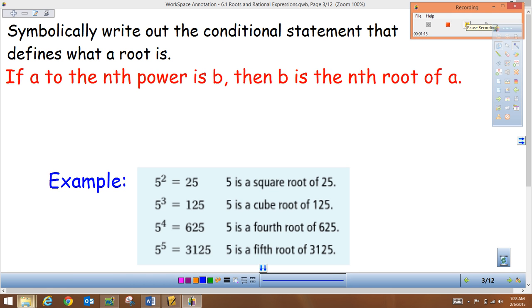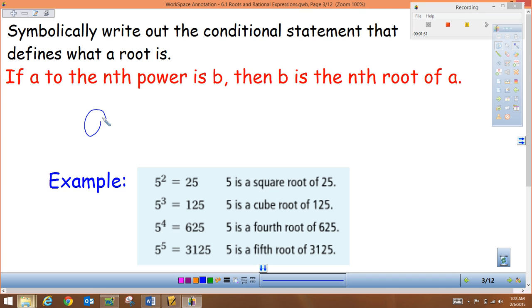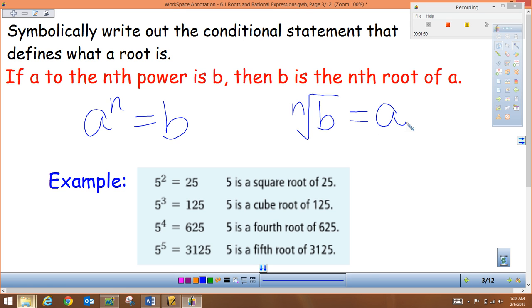First, we are going to start by symbolically writing out a conditional statement that defines what a root is. So it says, if a to the nth power is b, that means a to the nth power equals b, then b is the nth root of a, which in symbolic terms means the nth root of b then equals a. These two statements are the same.